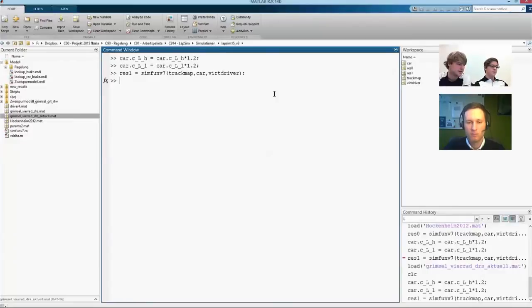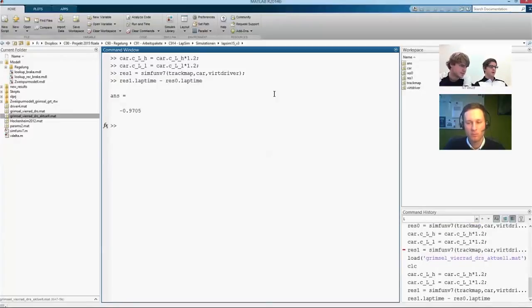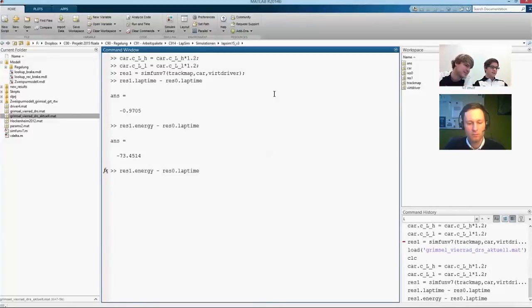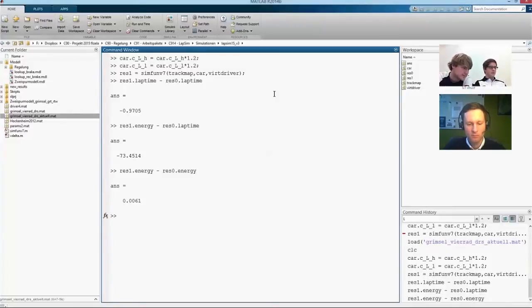So now we can compare the lap times which you get out of the different setups. And what we see here with the new setup is that we are around 1 second faster on a lap, which takes 74 seconds. Mm-hmm. Well, which is already quite a bit. Yeah, and we can also see the energy which was used for driving this lap. And what you see here is that we use a little bit more energy.